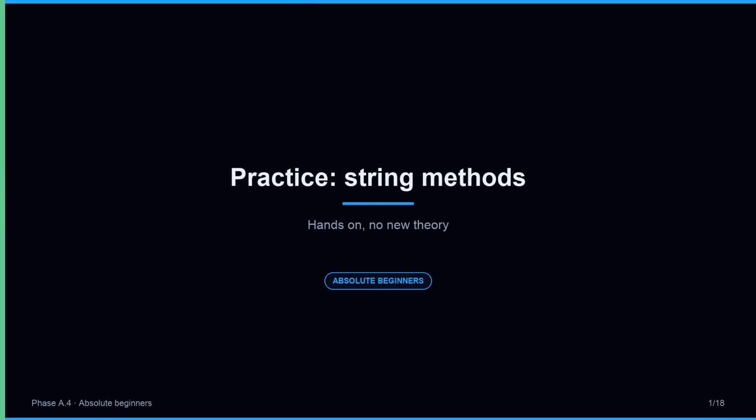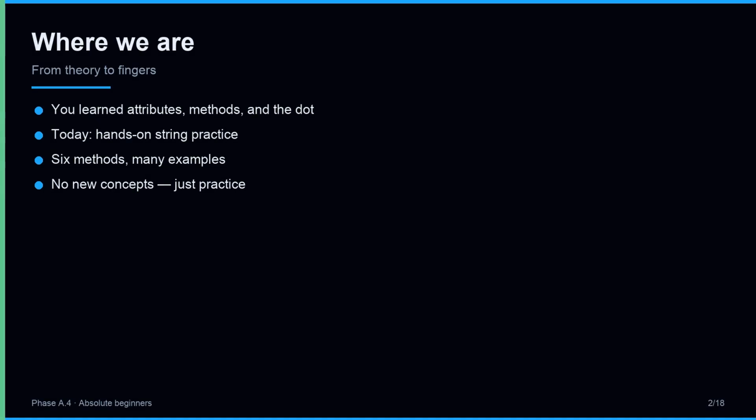No new big topics. We take the string methods you have heard about and use them for real, one at a time. Upper, lower, strip, replace, split, join. Each gets its own example. You see the input, the method call, and the result. The goal is simple: when you need to clean or change text in your own code, you know which method to reach for. No new theory, you learned that strings carry methods behind the dot. You learned how to call them.